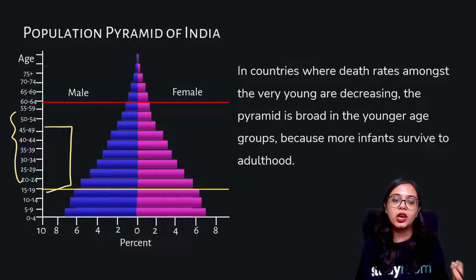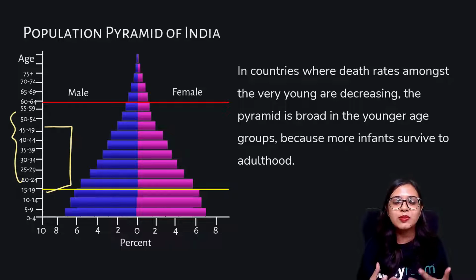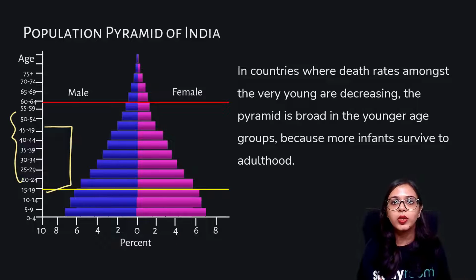So what does this imply? This implies that the youth in India is significantly higher. Younger people are not prone to deaths as much as in other countries, for example Kenya, because we have just studied about Kenya, right? So this implies that India has the opportunity of training all the younger people as important assets of human resources.